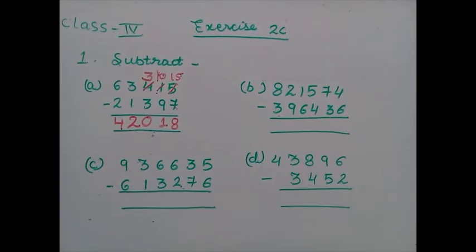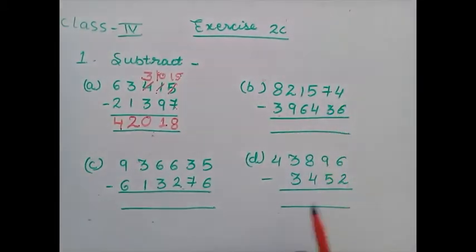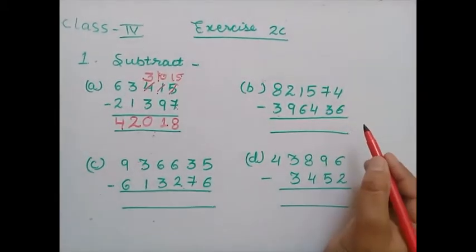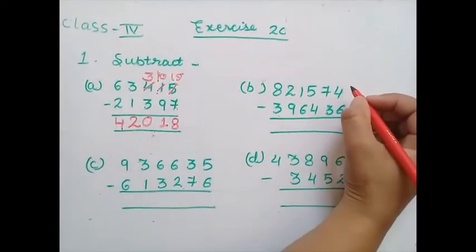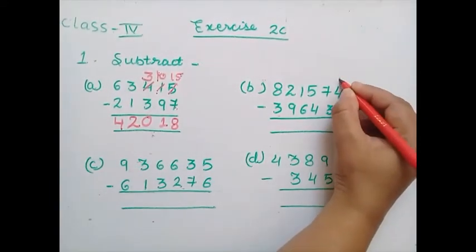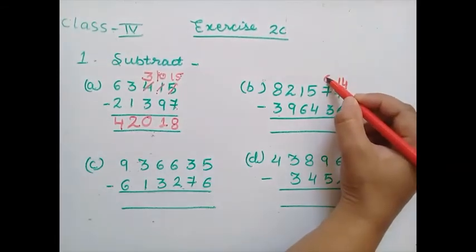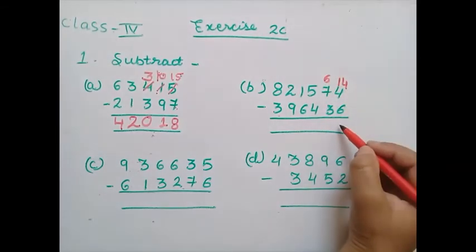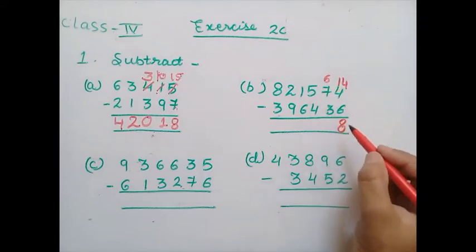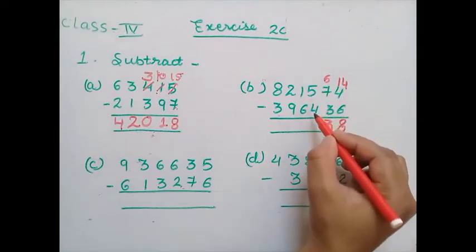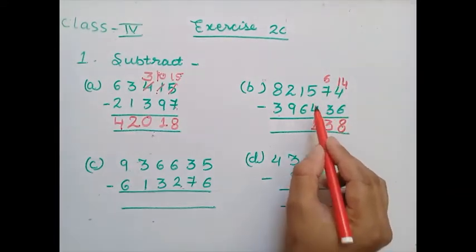Next B part. 4, 6. 6 cannot be subtracted from 4. So let's take a carry. So it will be 14 and it will reduce by 1. So that is 6. 14 minus 6 is 8. 6 minus 3 is 3. 5 minus 4 is 1.